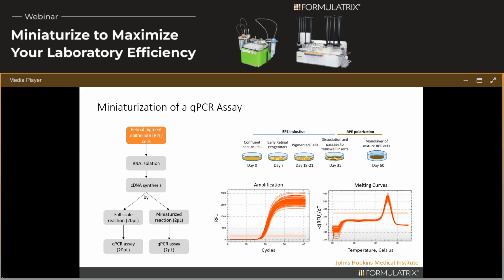After the drug treatment, cDNA synthesis and expression profiling with qPCR was performed by full-scale and 10 times miniaturized reaction. Here, Mantis was used to dispense the master mix in the miniaturized assay. When analyzed, very sharp amplification and melting curves were obtained even at miniaturized reaction of 2 microliter volume.